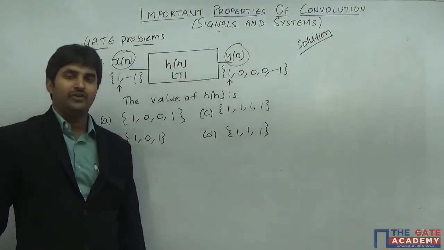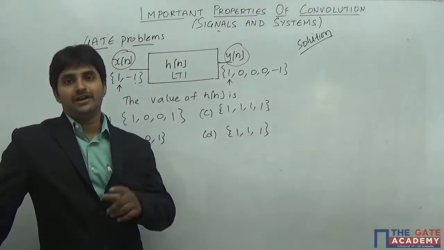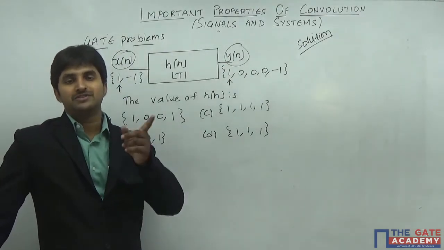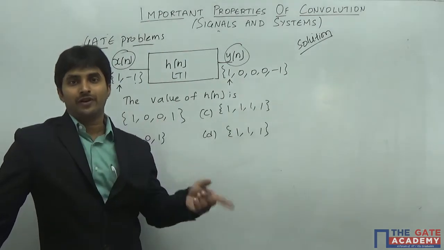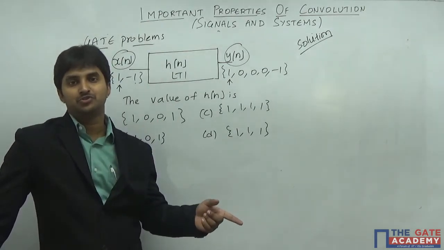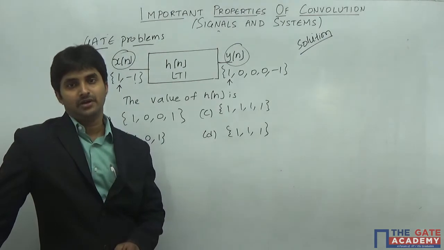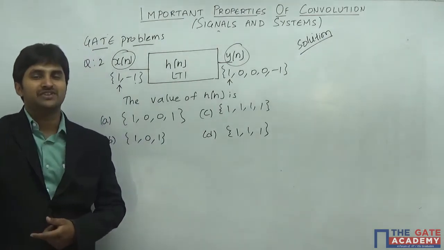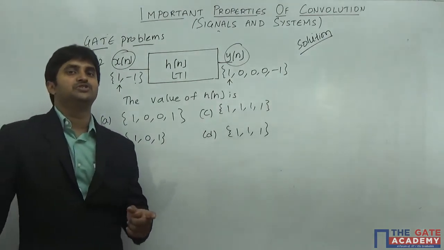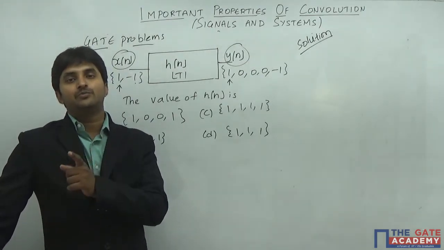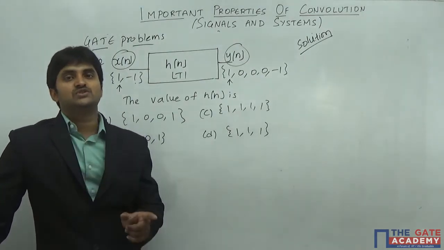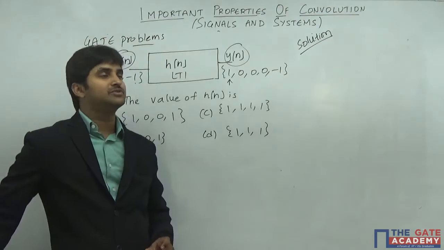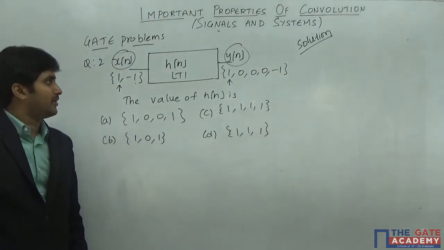See here, from what we have discussed, the lower limit of the output is going to be the sum of lower limits of the inputs. The upper limit of the output is going to be equal to the sum of upper limits of the inputs. Second property that we have seen is that the length of the output sequence is equal to the sum of lengths of the input sequences minus 1. The last one is the product of sum of the input samples. That is what we have discussed as the important properties.